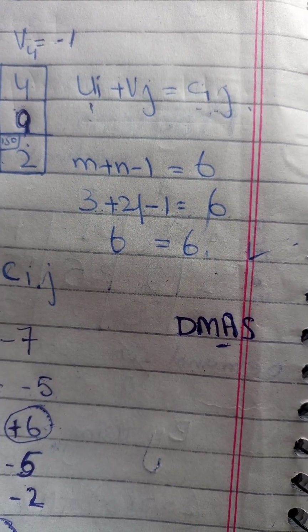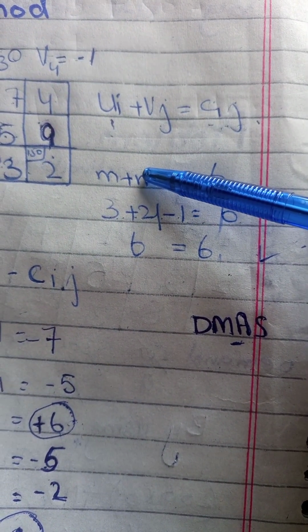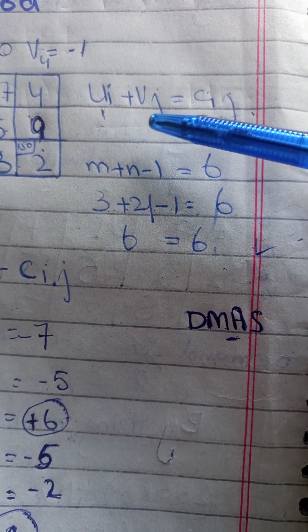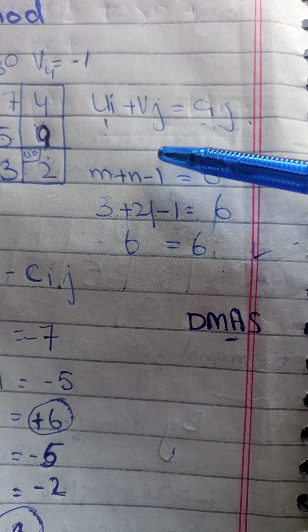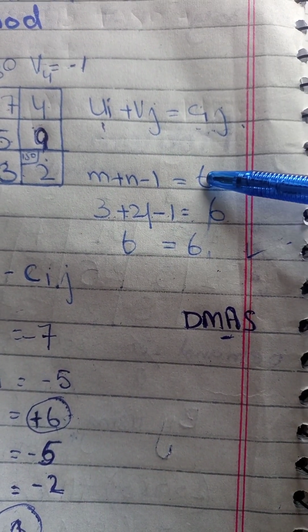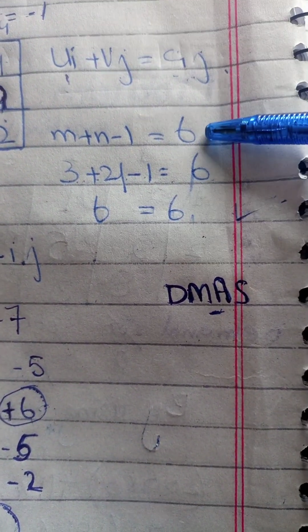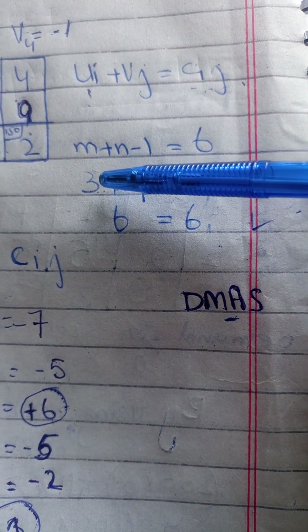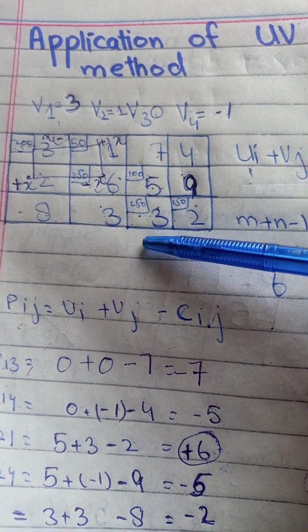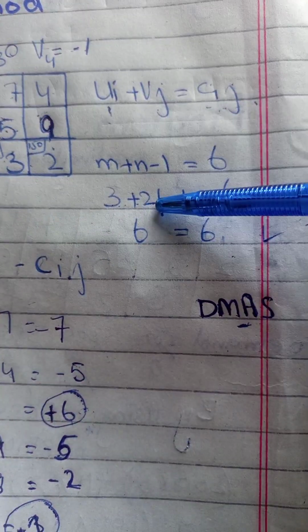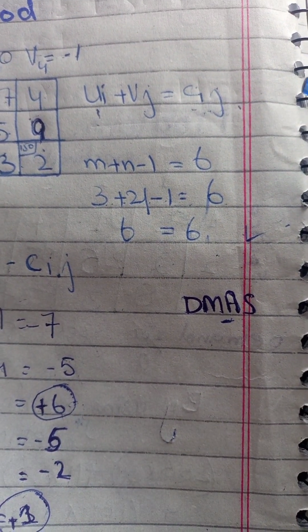Here is the concept of degeneracy. M stands for the number of rows and N stands for the number of columns. There is a formula: the sum of rows and columns minus 1 should be equal to the number of allocated cells. Students, there are 6 allocated cells, so we have written 6 here. There are 3 rows, 1, 2 and 3, and 4 columns, 1, 2, 3, 4. 3 plus 4 is 7, minus 1 is 6, equals 6. This means there is no case of degeneracy at all.